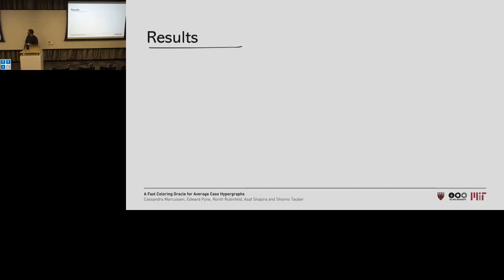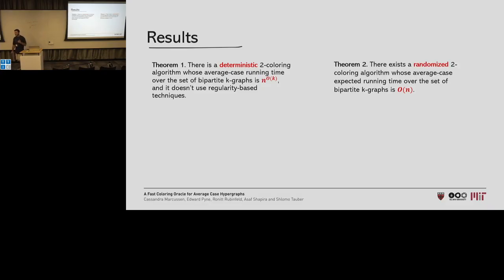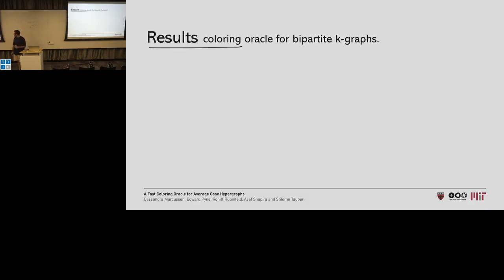So for our first task, we answer that yes, there is a deterministic algorithm that still remains efficient and does not use the regularity-based techniques. And if we allow randomness, we can improve it even more. Our third and main result is the coloring oracle, so we first define it.